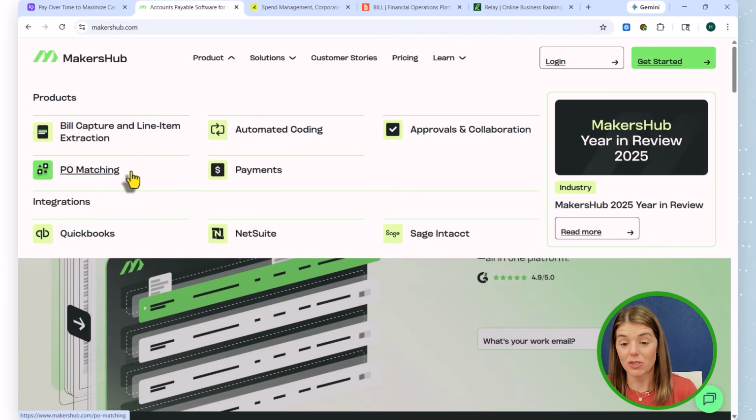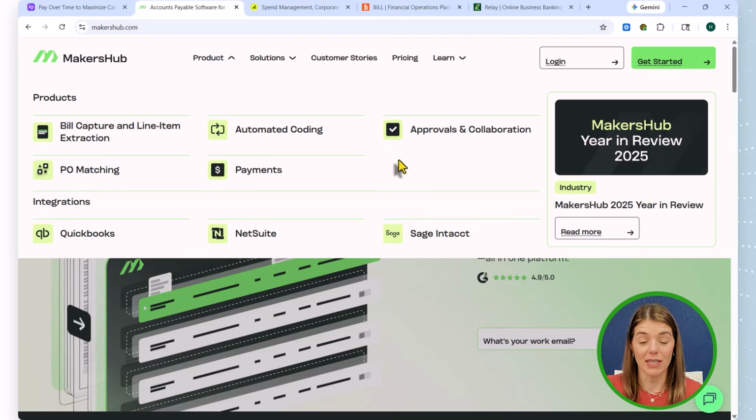So I'm excited to show you this. They have approval workflows both on the bill approval side and on the payment side, and it's a really great tool overall. So I'm excited to get into that with you.